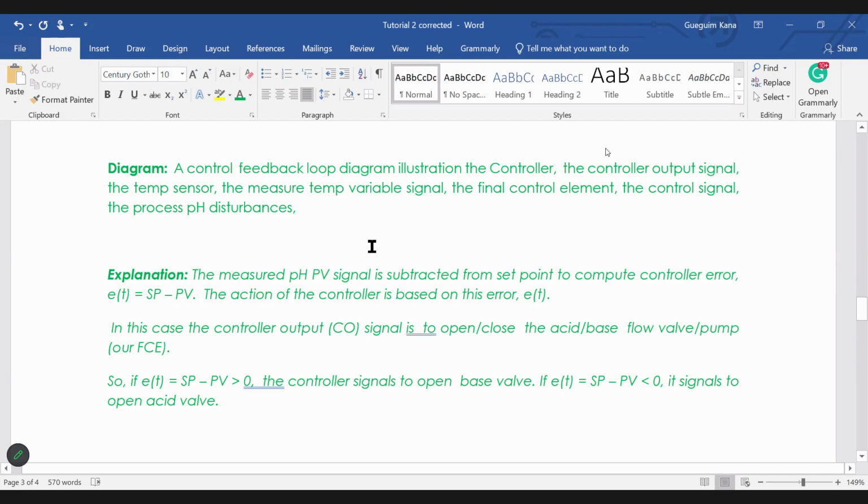Your diagram has to show the core elements involved in that control loop, which will be the control output signals, the temperature sensors, the measured temperature variable, the final control element, the control signals, and the temperature disturbance.